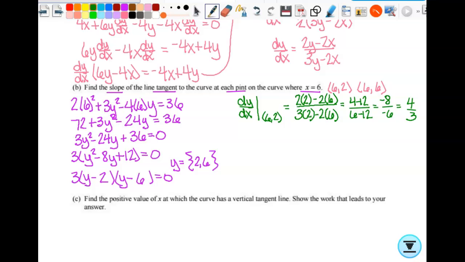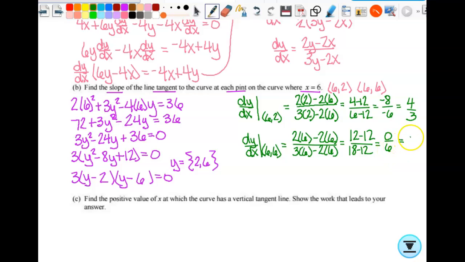All right, so we have another point. So dy/dx evaluated at (6, 6). It's going to be 2 times 6 minus 2 times 6 over 3 times 6 minus 2 times 6. So that'll give me 12 minus 12, which does not automatically make this 0. And then this gives me 18 minus 12. So that gives me 0 over 6, and that means it is 0. If I get 0 over 0, that does not equal 0. This one does equal 0.